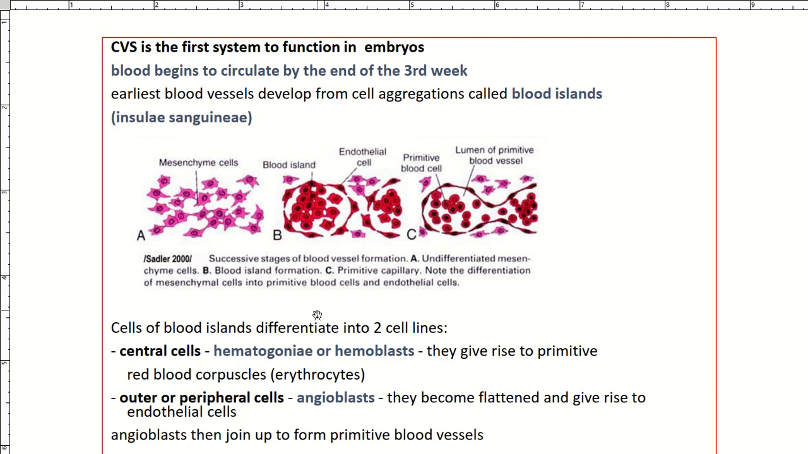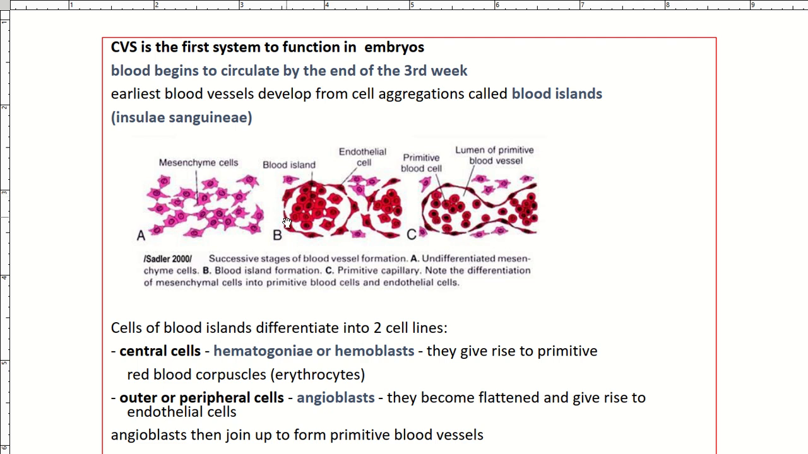So cells of the blood island differentiate into two cell lines. We have a central cell and an outer or peripheral cells. The central cells are going to be your hemoblasts. To be more specific, these will be your erythrocytes, which are your red blood cell corpuscles. But as for the outer cells, these are going to be your angioblasts. These are the cells that are going to form your endothelial cells.